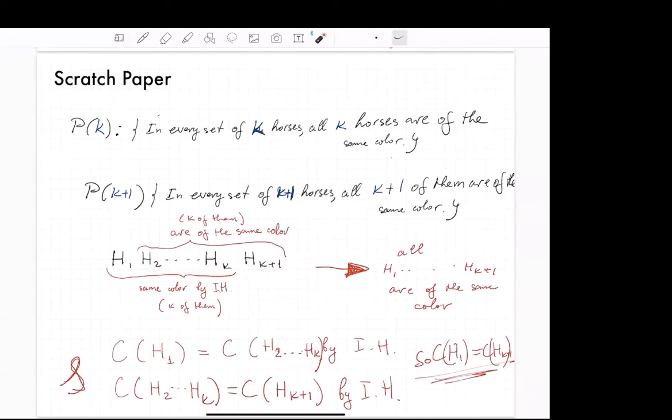Okay, but do you agree that there are k horses here? Yeah, but then we can just always prove that they're of the same color, right? We're not proving that k horses in this inductive. This is the whole point of understanding induction. We're not assuming that all k horses are of the same color.